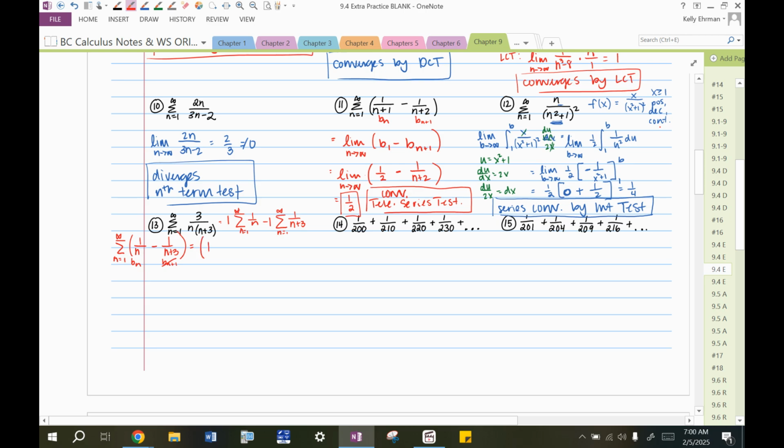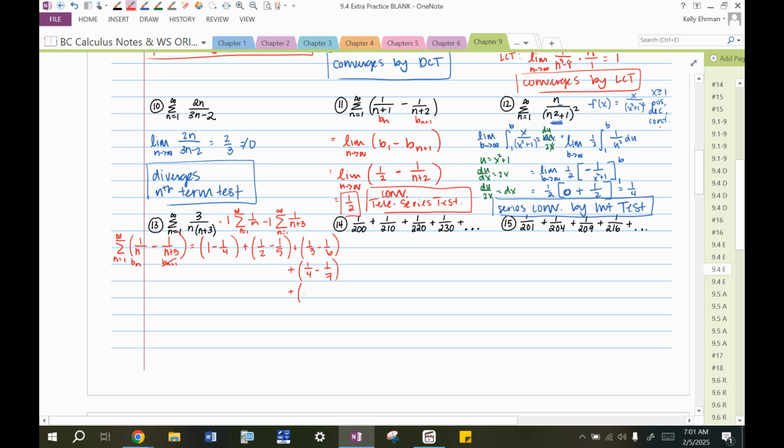So put in 1. You get 1 minus 1/4. So it's going to be everything until you get to 1/4 survives. So if you recognize that right now, then go ahead and stop and do the limit. If I plug in 2, I get 1/2 minus 1/5. If I plug in 3, I get 1/3 minus 1/6. If I plug in 4, I get 1/4 minus 1/7.